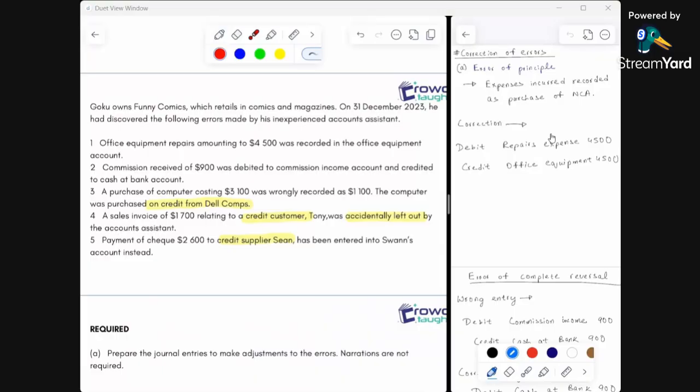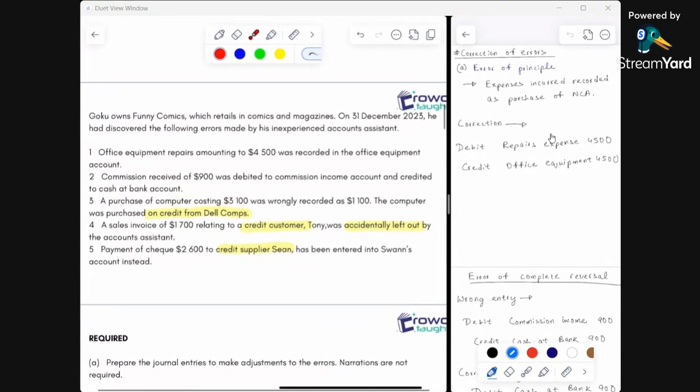So what we have got here today is a practice question for the topic correction of errors. This is a second example which we are attempting today. I've also uploaded a video just 2 days ago which you could check on this topic. So you will see the question on the left hand side of your screen, and on the right hand side we have all the workings which I'll explain and go through step by step. So let's begin.